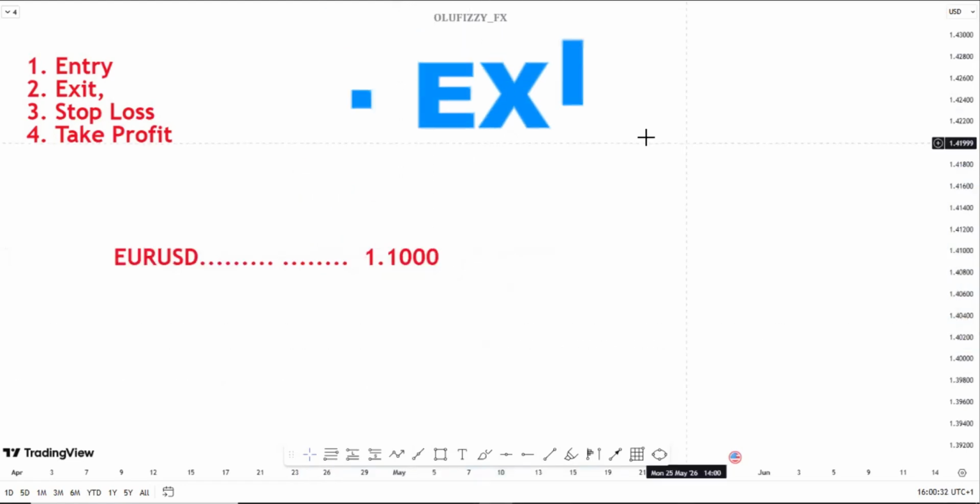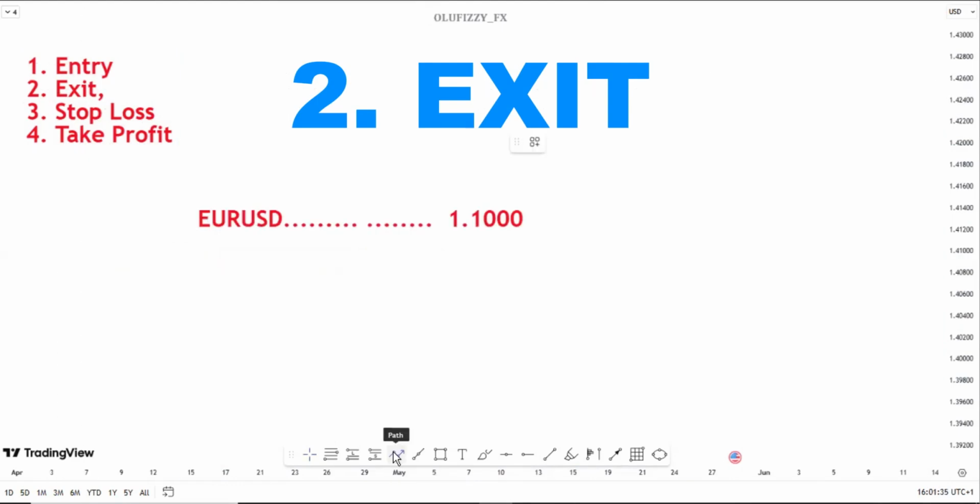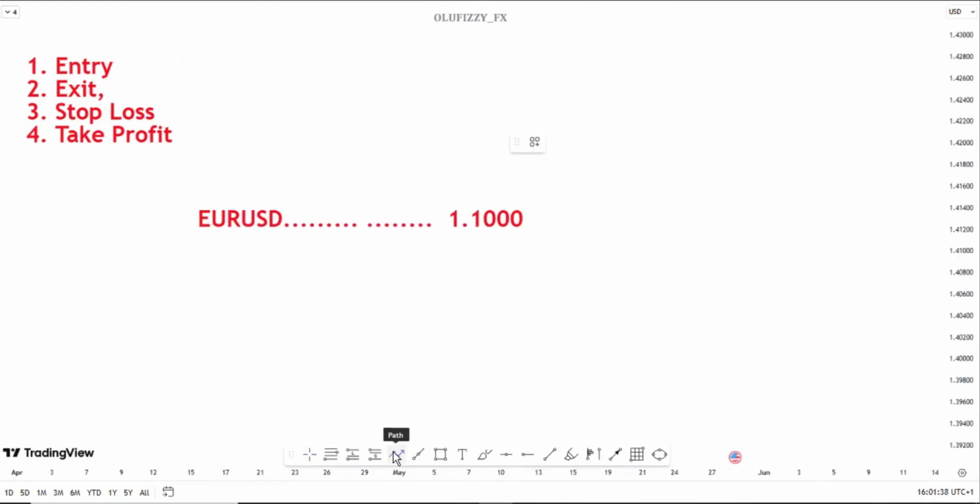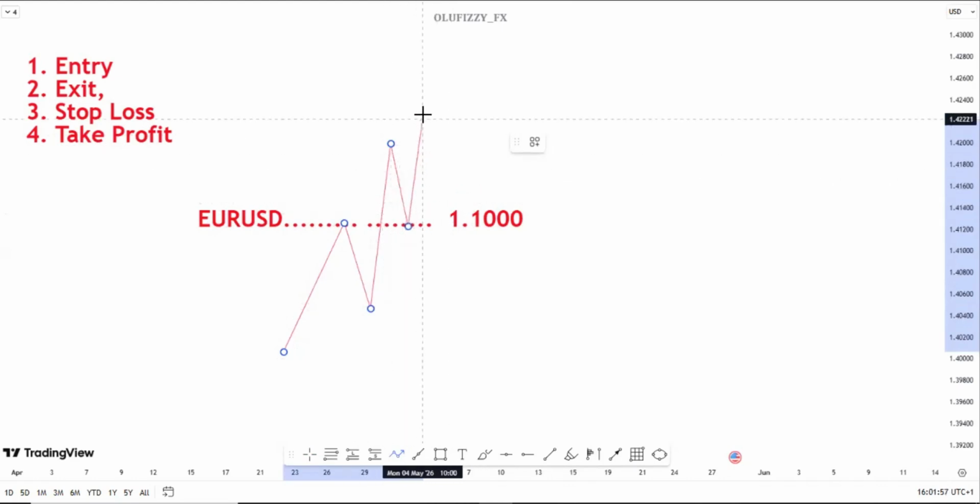And for the exit, an exit is a point or a price level where you decide to close your trade. It can either be in profits or it can be in loss. That is what an exit is. Maybe you already entered a buy, and when price moves to this upside here, you decide to close it. That is an exit. Or maybe you buy here and price is already going against you and you decide to close here, that is an exit. So any price level that you close your trade in the market, that is an exit.